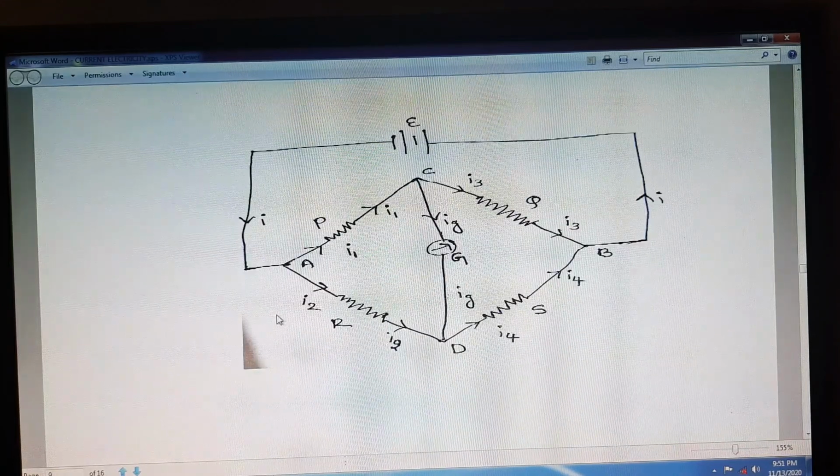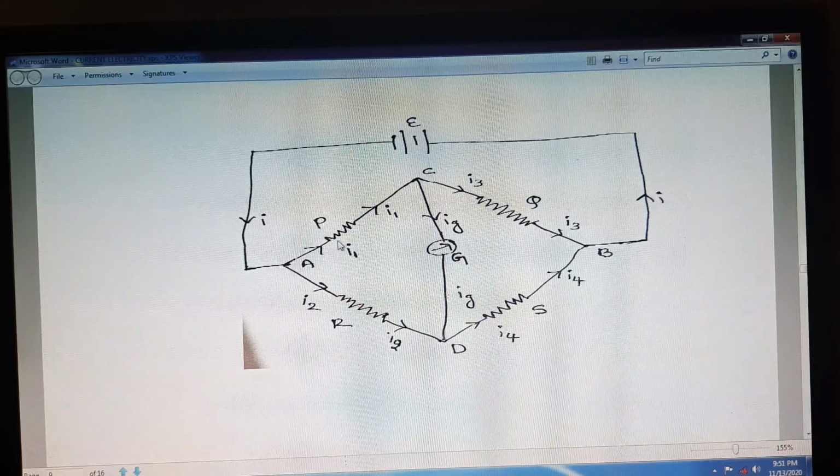Once again I will repeat that. We have to take a Wheatstone bridge with 4 resistors P, Q, R, S, and 4 junctions A, B, C, D, and it has 2 electronic devices. First one is the battery and second one is the galvanometer. The battery will be connected between A and B junctions, and the galvanometer between the C and D junctions. So the electric current passes this way and reaches the A junction.